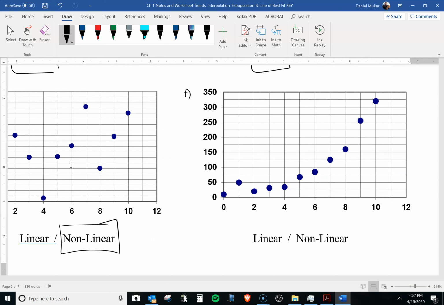Then I have this, and is this linear? What you would get is something that looks like this. This is actually an exponential function. It grows exponentially, which means it goes really, really fast. And it's also not a line. So I would classify this as nonlinear, and we don't need to do a line of best fit for that.